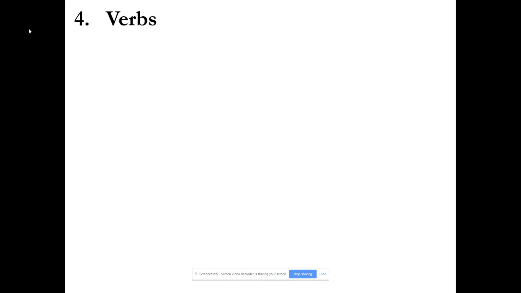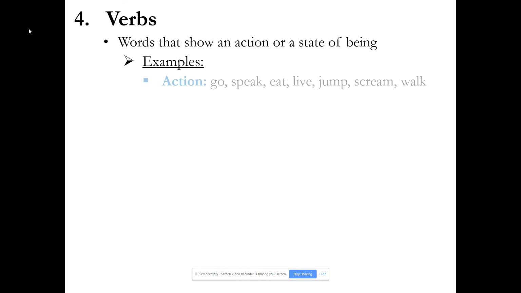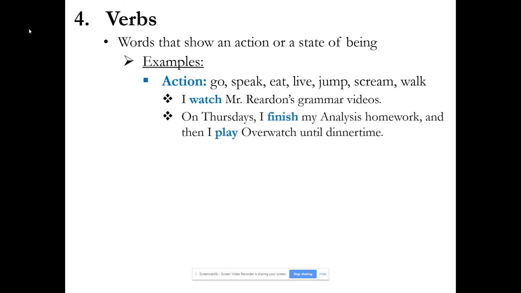All right, verbs. Verbs are just words that show actions or states of being. Some examples. Verbs of action: go, speak, eat, live, jump, scream, walk. I watch Mr. Reardon's grammar videos. On Thursdays, I finish my analysis homework and then I play Overwatch until dinner time. Watch, finish, play, all action verbs.